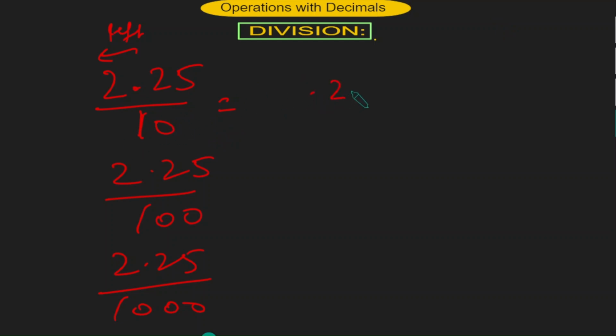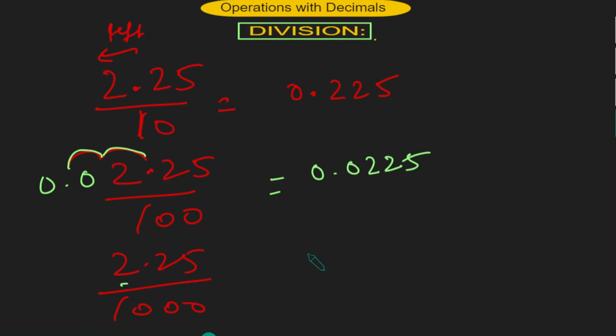It will be 0.225. We don't start with a point only, we will write 0. Here it needs to be moved towards the left. How many places? Two places. So if it is moving two places, one for one, two is there. For the second, we have to place 0. So the answer is going to be this. Your answer will be 0.0225. Here 1000 means one is there, two more 0s needed.